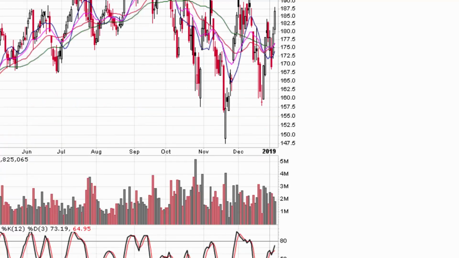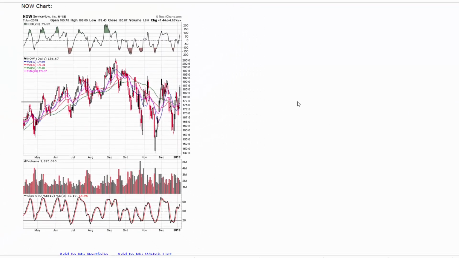Another good example of that type of entry point is with ServiceNow. ServiceNow was featured early this year. I think it's up like 50% or so this year so far.